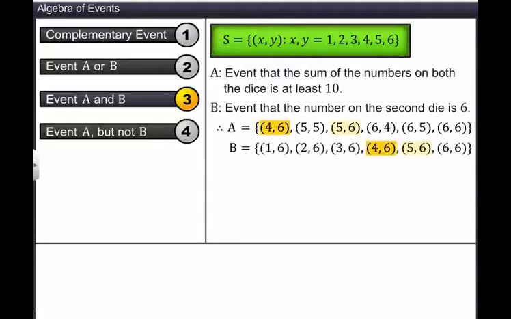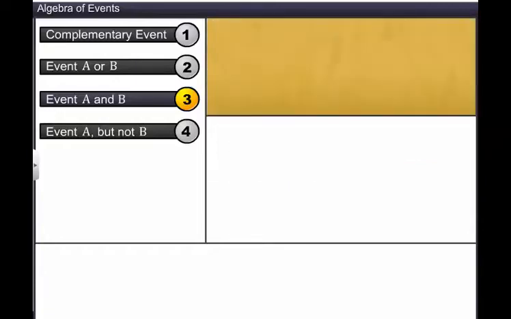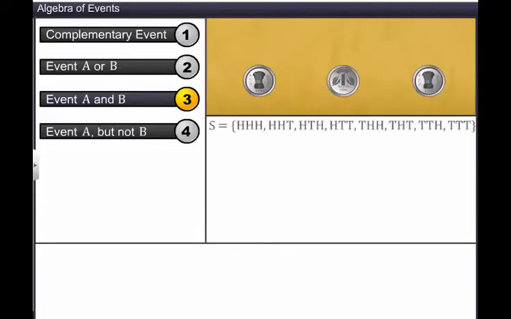Let's consider another experiment where three coins are tossed simultaneously. The sample space associated with the experiment is as shown. Now, consider two events A and B. Event A is getting at least two heads. Event B is getting at least two tails. Therefore, the outcomes of the events are obtained as shown.